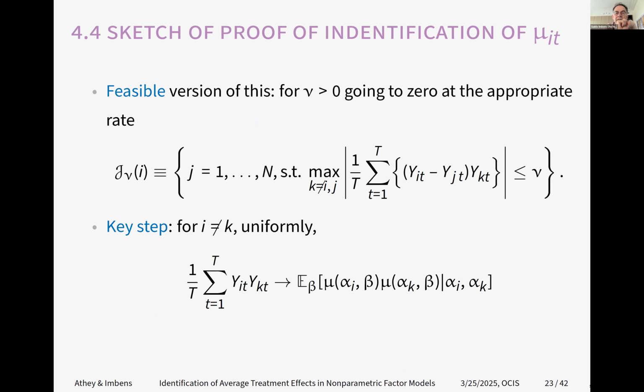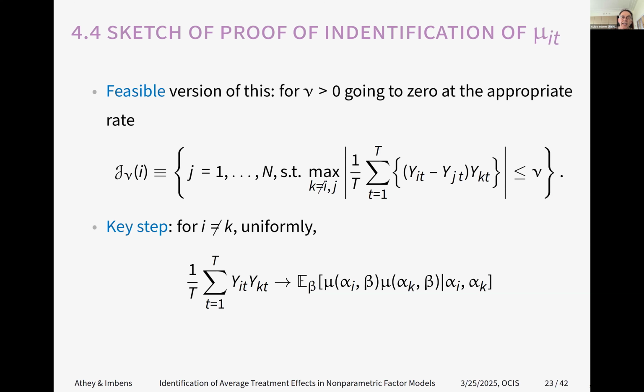And now the fact that we started off assuming independence between unit i and unit k conditional on these betas means that the expectation of these products averaged over time are going to be equal to the expectation of the products of mu of alpha i and alpha k. So even though we can't directly look for units that have the same covariance for these functions mu, we can look for units that have the same covariance in terms of the outcomes of other units k.